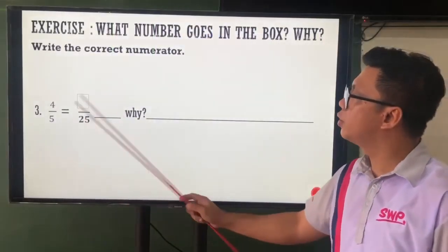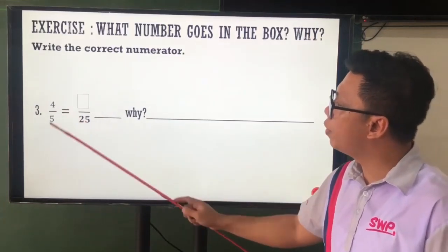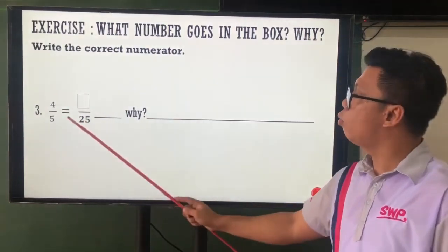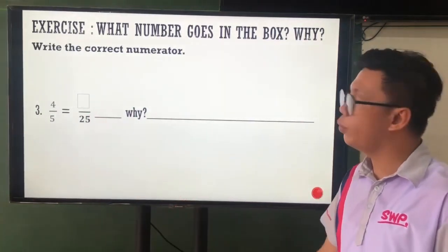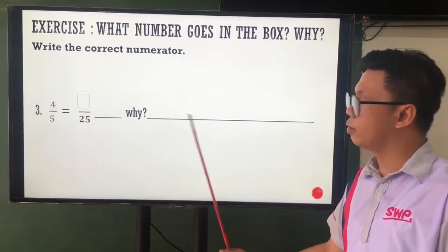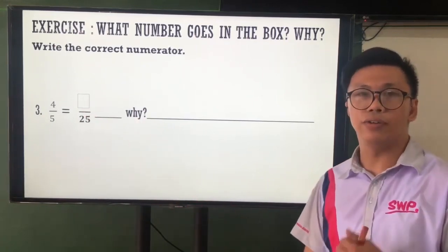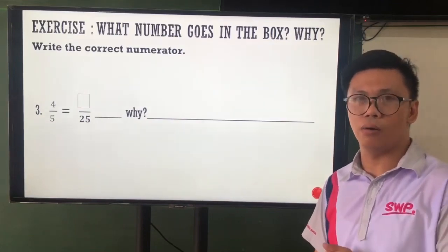Now let's go to exercise number 3. We have 4 over 5 equals blank space or square box over 25. So you will write your answer and you will write why. So I will give you 5 minutes to answer this. Your 5 minutes starts now.